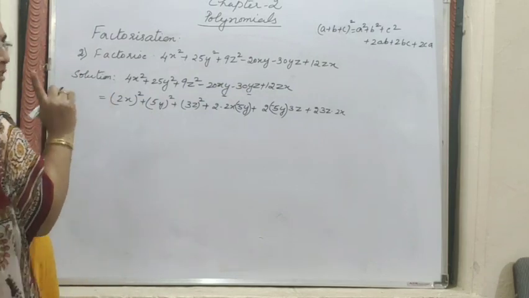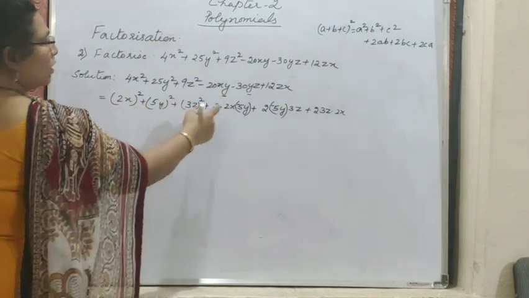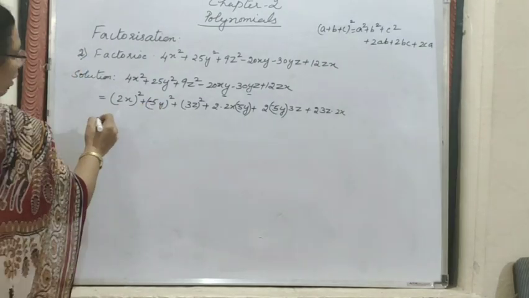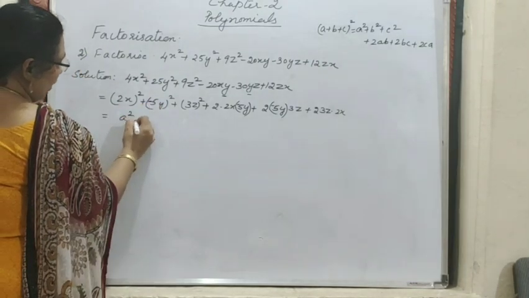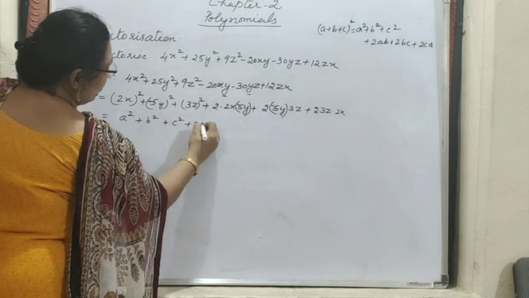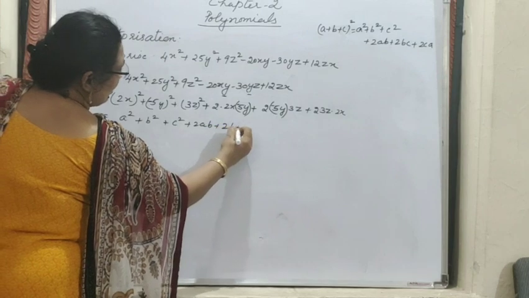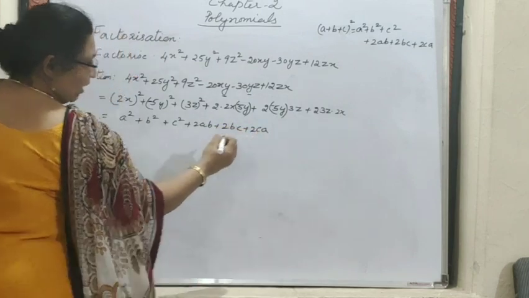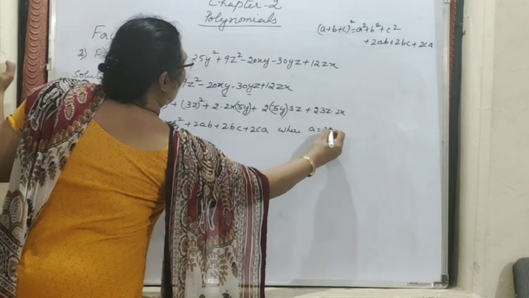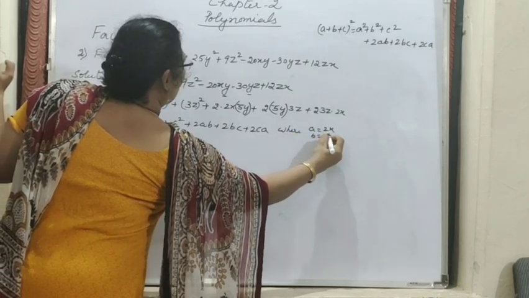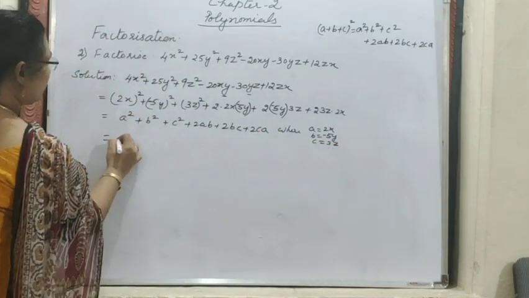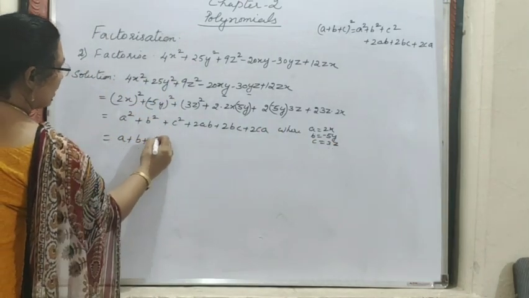Now what is the change? This should not be forgotten, all of you. Minus 5y here also I should make the change. Now I can write this as a square plus b square plus c square plus 2ab plus 2bc plus 2ca, where a equal to 2x, b equal to minus 5y, and c is equal to 3z. So this is equal to a plus b plus c whole square.